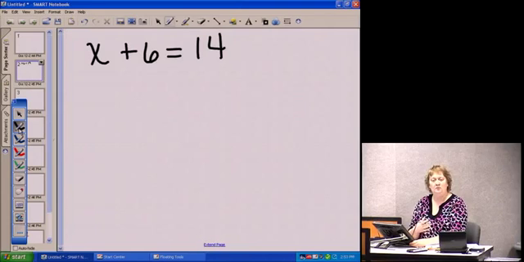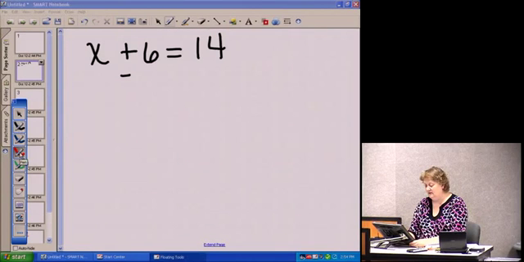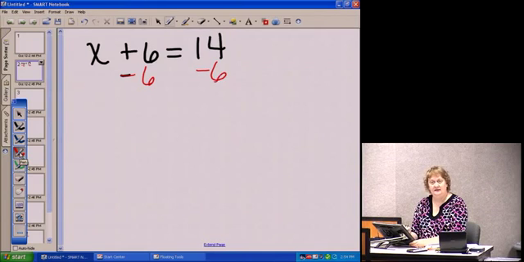But again, we're worried more about the procedure. And again, we're working in reverse of the order of operations. We have a number x. What do we add to x? 6. And that gives us our answer, which is 14. So how are we going to go backwards from this and undo that? Well, we're going to do the inverse, which is to subtract 6 from both sides.